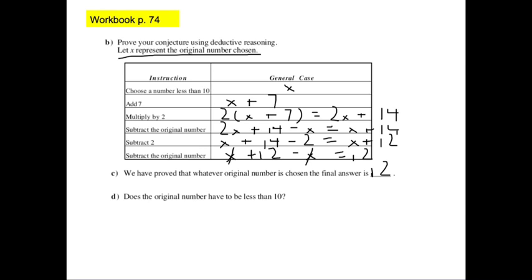So the next question, does the original number have to be less than 10? Absolutely not. If you notice, no matter what number you pick for x, it's going to be canceled out anyway, and you're going to end up with 12 as a result. They probably put that in there so it's easier to follow the steps.